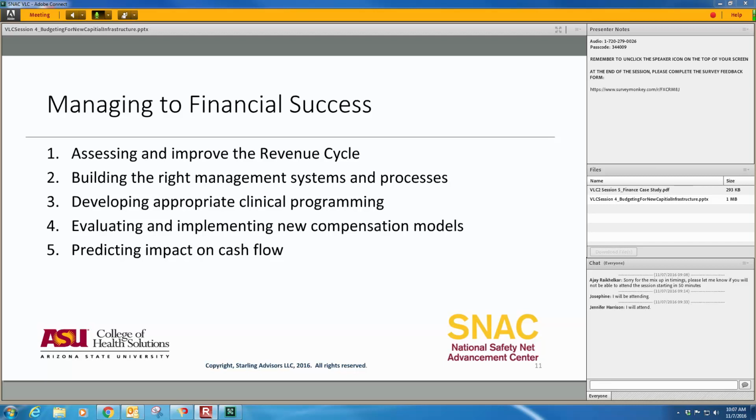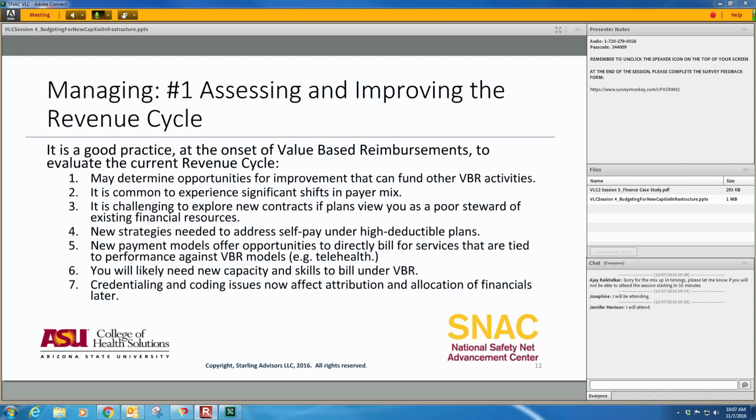The first is around assessing and improving the revenue cycle. The second is building the right management systems and processes. The third is developing appropriate clinical programming that's sensitive to the financial realities of your contracts. The fourth is evaluating and implementing new compensation models. And the fifth is predicting the impact on cash flow. And in each of these areas, value-based reimbursement provides some opportunities and some challenges. So we're going to explore a little bit of each.